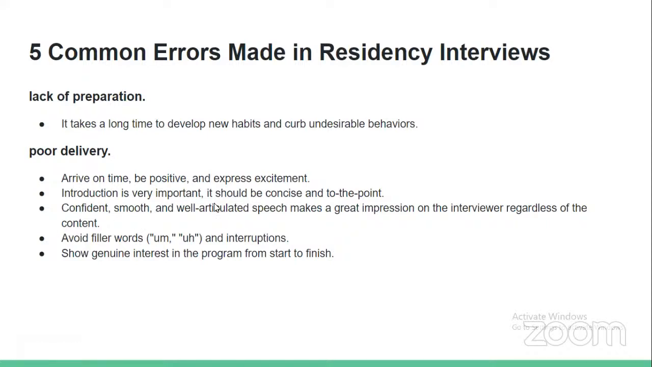And the introduction is so important. It should be focused, concise, and to the point. Over 2 minutes is not advisable. You have to be confident and smooth in your speech, and all of this comes with practice, and to avoid filler words, you can practice and record yourself. Actually, this is a great thing to do, to record yourself and then watch. It's a bit difficult, but you can see what you're doing wrong and fix the problem.